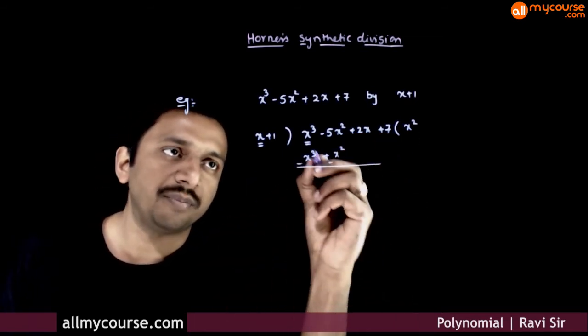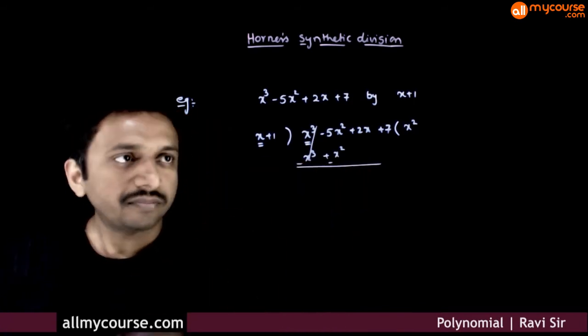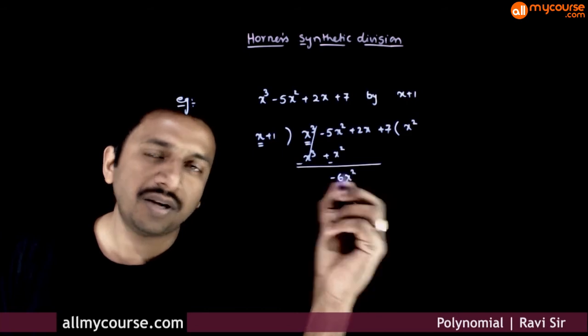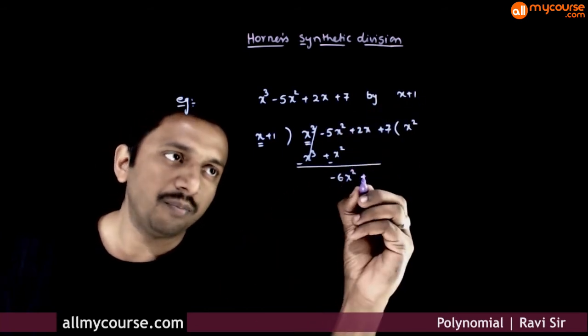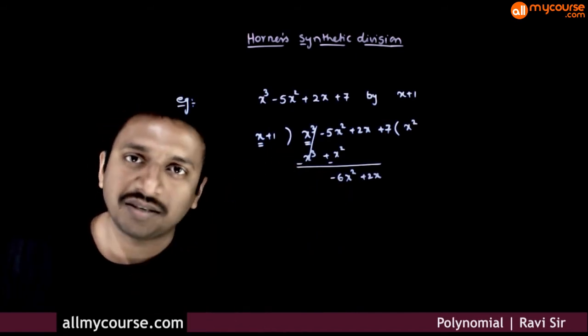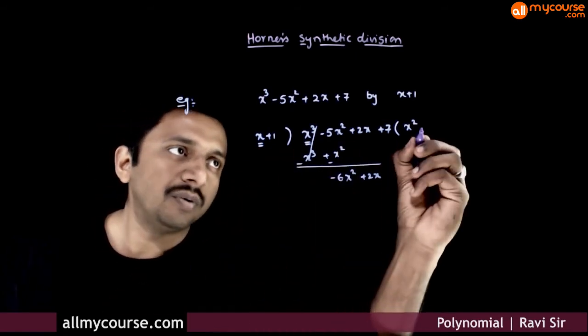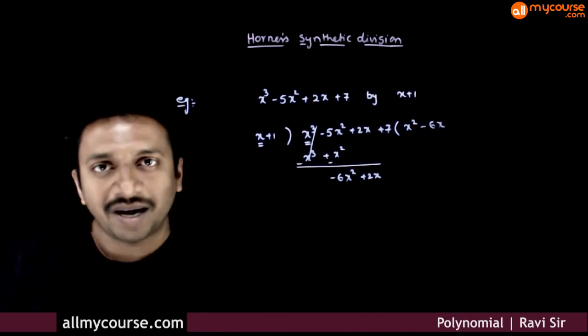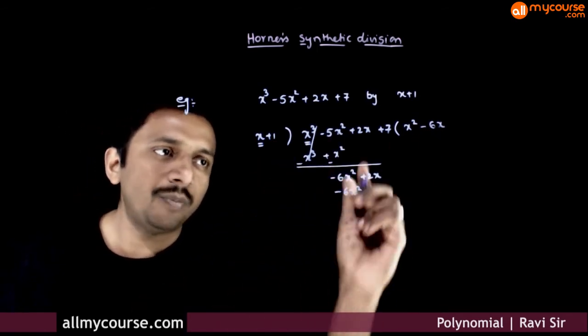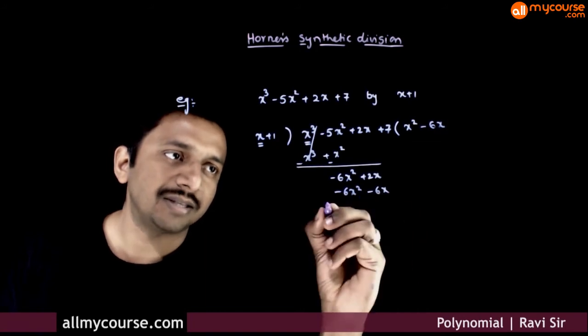You subtract one from the other, x cube gets cancelled. So minus 5x square minus x square is minus 6x square, and you borrow one term. Now x into how much is minus 6x square? X into minus 6x is minus 6x square. So you write minus 6x square, and 1 into minus 6x is minus 6x.